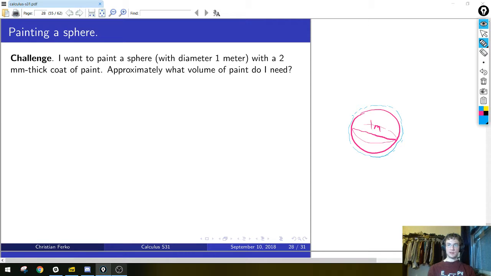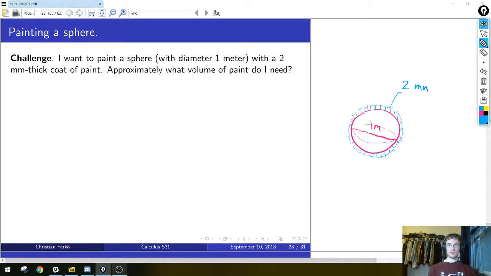But I basically want to add paint. So it's kind of, if you like, turning this into a slightly larger sphere, which is the old sphere plus an extra shell of paint. And the thickness of this shell of paint on the outside is 2 millimeters. Of course, we know what the volume of a sphere is, so we could just compute the volume of the new sphere and the volume of the old sphere and subtract those two volumes. And then that would give me the amount of paint I need. But that sounds hard. I don't want to take this thing cubed or something, so I'm lazy.